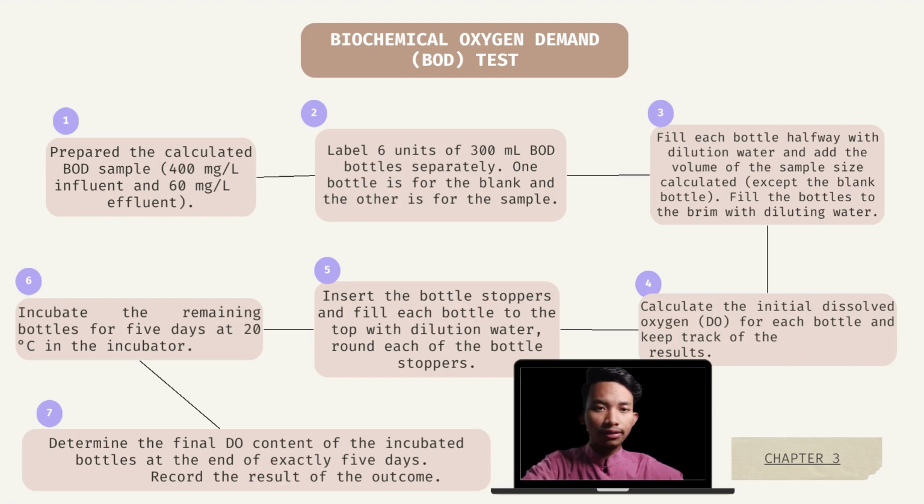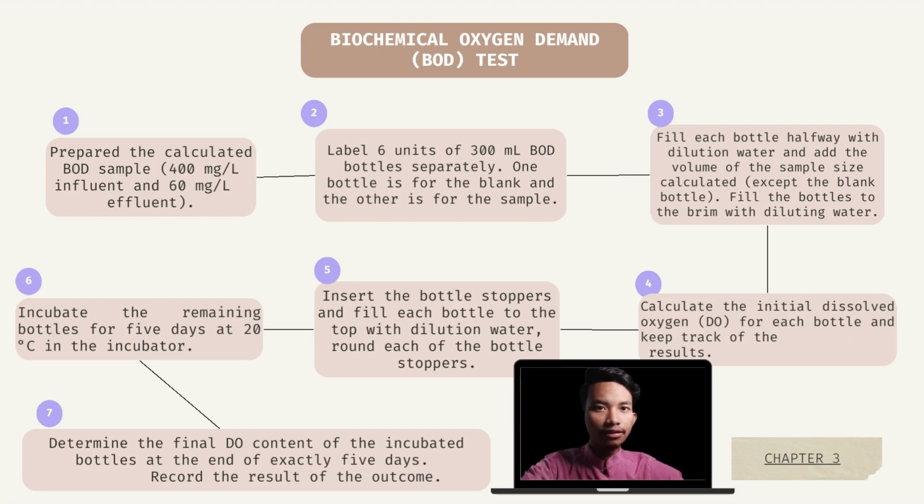Then we go through the sample testing. Firstly, BOD test. Prepare the calculated BOD sample, 400 mg per liter influent and 63 mg per liter effluent. Next, label 6 units of 300 ml BOD bottles separately. One bottle is for the blank and the other is for the sample. Fill each bottle halfway with dilution water and add the volume of the sample size calculated. Except the blank bottle, fill the bottles to the brim with diluting water.